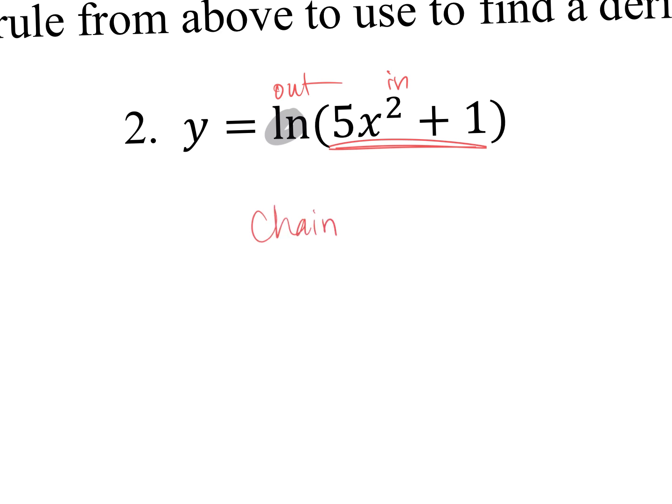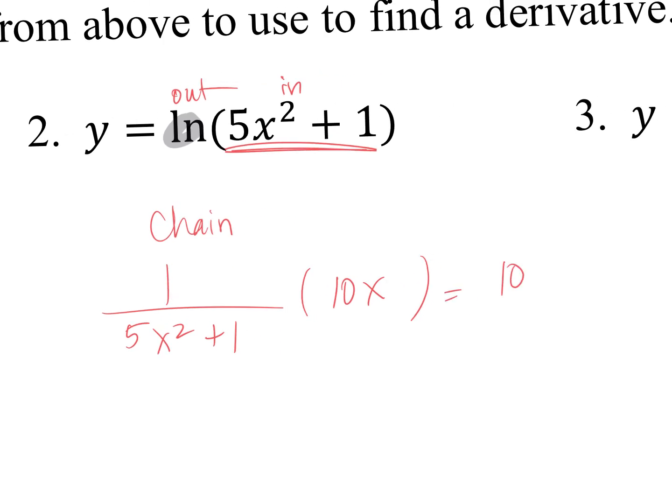Natural log. The derivative of natural log of x is 1 over x. So the derivative of natural log of flubbity flub is going to be 1 over flubbity flub, times the derivative of flubbity flub. 10x. Danny Main, could I say that that's just 10x over 5x squared plus 1?